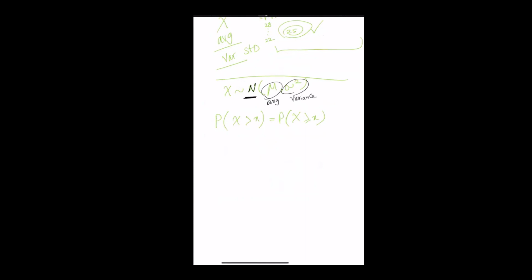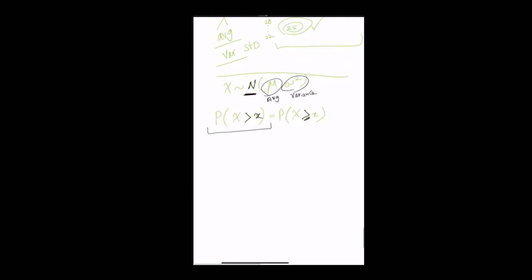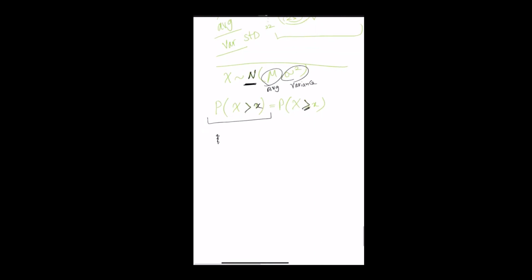So what are we trying to calculate? Probability of X greater than some number. Okay, which is 1 minus the probability of X less than or equal to that number. Why do you need to do 1 minus? Because it's normal. So let me put it. Since it's normal, we always have to transform normal to standard normal, right?